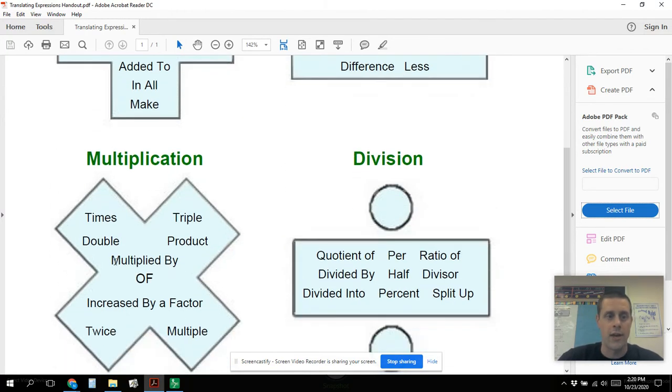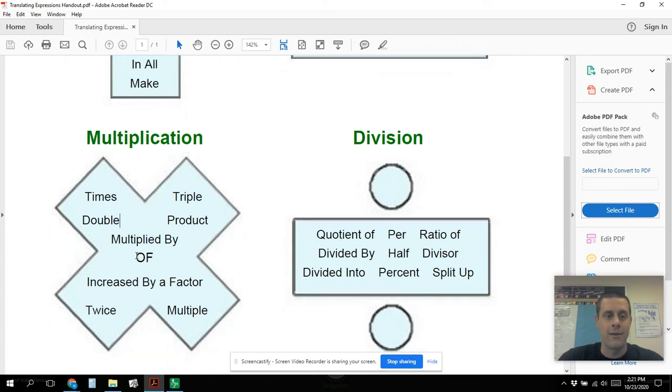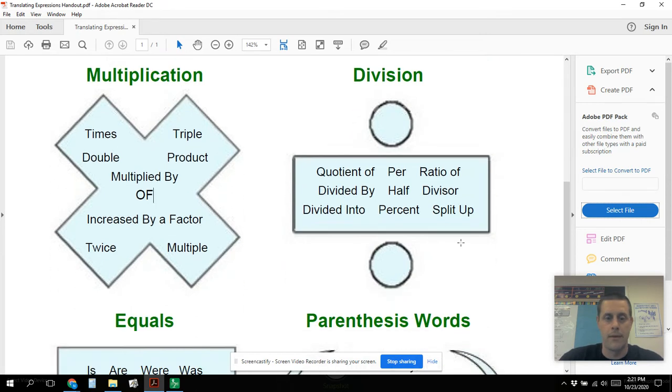Down further, we have multiplication words: times, triple means to multiply by 3, double means to multiply by 2. Product, of course, is an answer to a multiplication problem. Multiplied by, and here's a big one in capital letters, of, which we see a lot in 6th grade. Of means to multiply. Increase by a factor of, twice, and multiple are also multiplication words. Division words: quotient of, per, ratio of, divided by, half means to divide by 2, divisor, divided into, percent, split up.